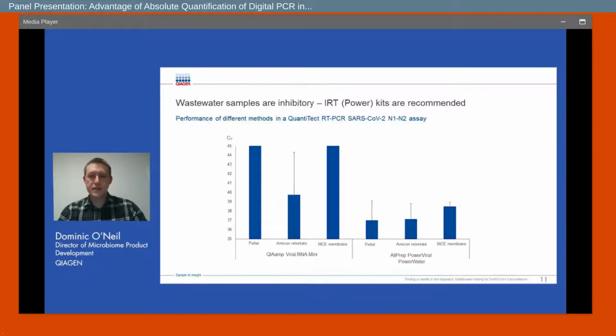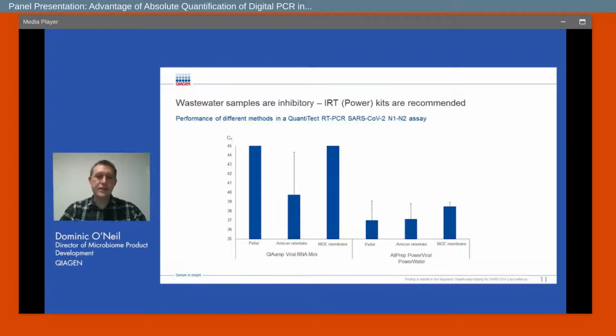And so we looked at this. We looked to see how critical it is for wastewater samples to use IRT. IRT is QIAGEN's proprietary inhibitor removal technology. It is present in any kit that has Power in its name. So the AllPrep PowerViral, the RNeasy PowerWater, the RNeasy PowerMicrobiome, for example, all contain this IRT.